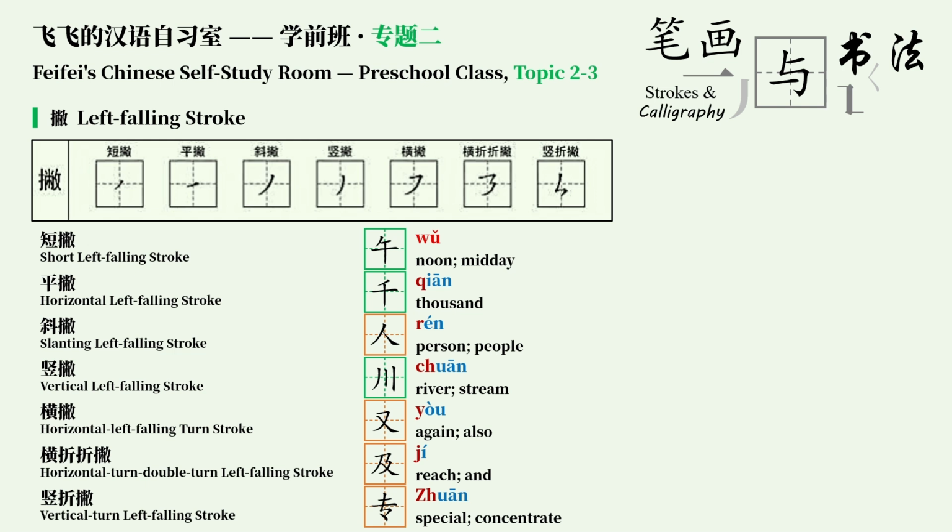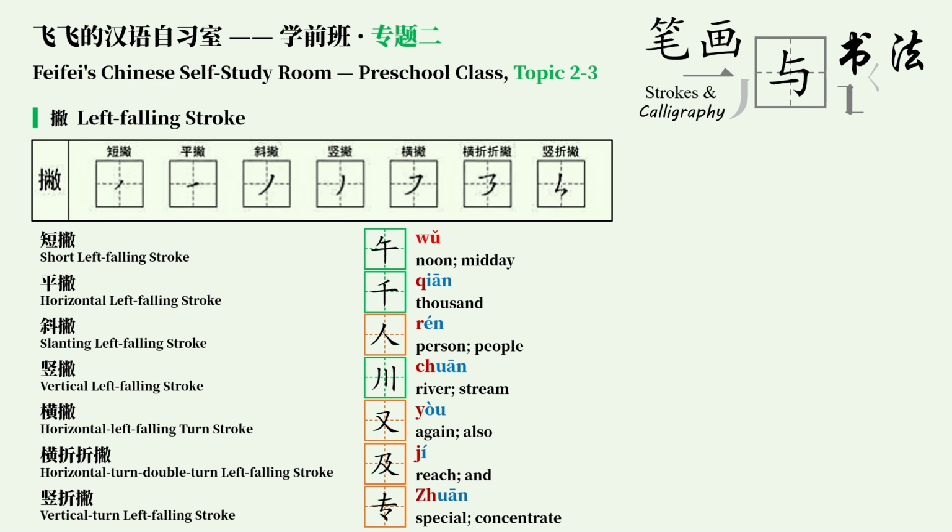Example character 右, meaning again, also. The last stroke of this character is also the 捺, right fallen stroke, that we will learn in the next lesson. 横折折撇, horizontal turn double turn left fallen stroke. This is a complex combined stroke with two turns. First, a horizontal stroke and a downward turn, then another turn followed by a left fallen stroke.